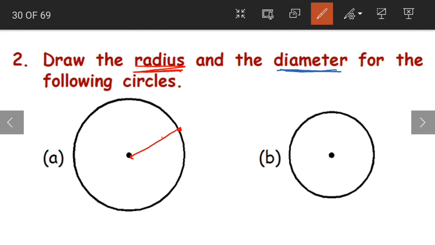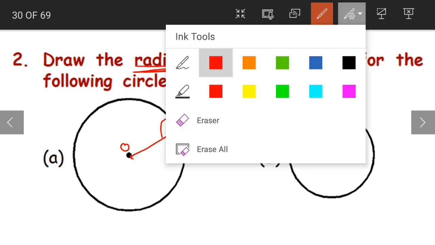Join the center and the point on the circle. By doing this, we got our radius. So this red line is our radius. If you want, we can name the center as O and the point on the circle as A. So OA becomes the radius of the given circle.